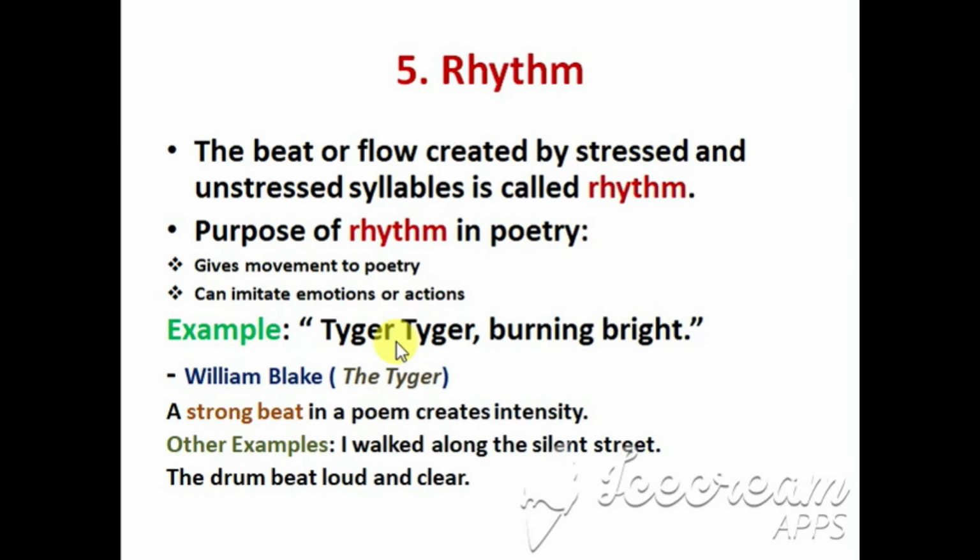Now look at this interesting example. Tiger, tiger, burning bright. This is an example of some action, serious action going on. So this is taken from William Blake's poem The Tiger. So a strong beat in a poem, it creates intensity in the poem. So that is why rhythm is used.